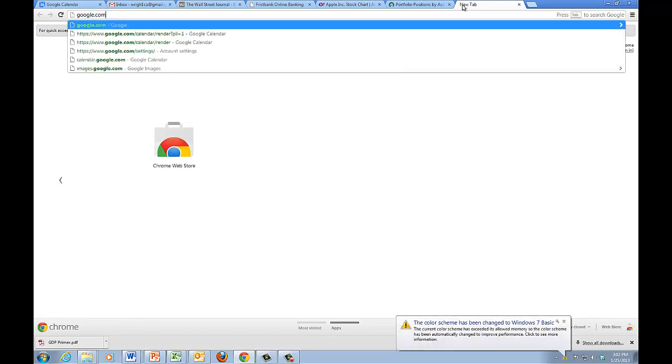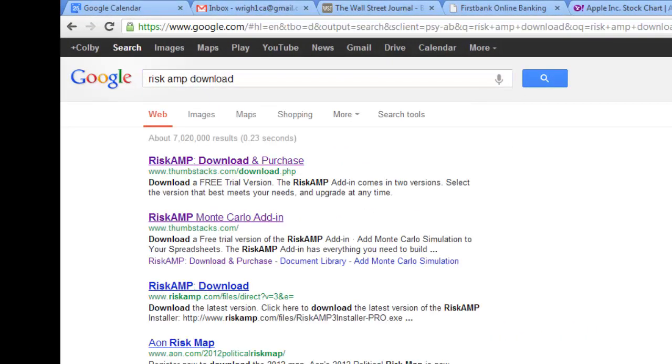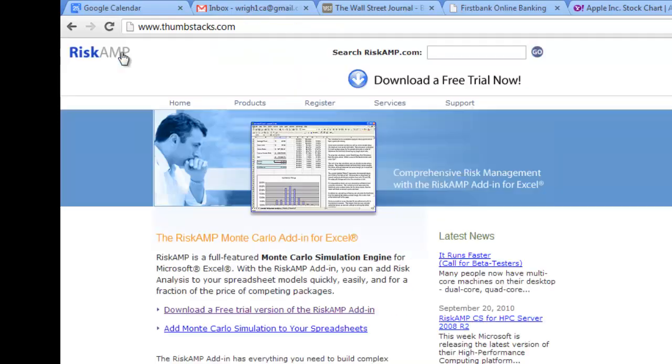So if you just go to google.com, type in RiskAmp and download, then one of the very first things that should pop up right here is RiskAmp, and it gives you the opportunity to download RiskAmp. One of the nice things is, if you go to the RiskAmp homepage, you can download a free trial version of this add-in. There are a lot of different Monte Carlo simulation software available, and the reason that I picked RiskAmp is because this is one form of the software where you shouldn't have to pay any money. You can do everything we need to do with the free trial that you can get online.